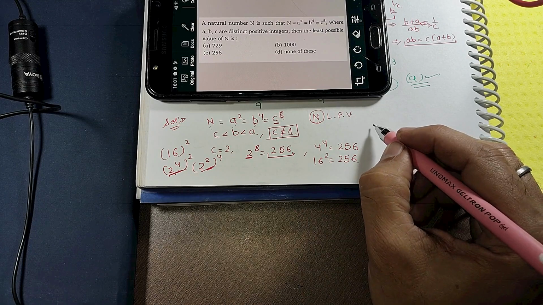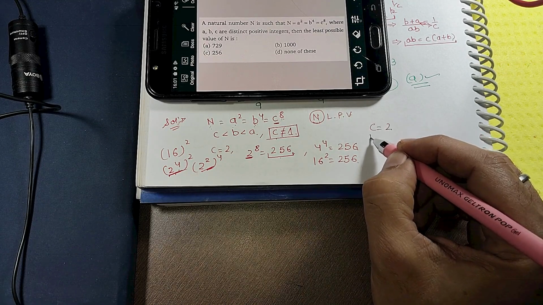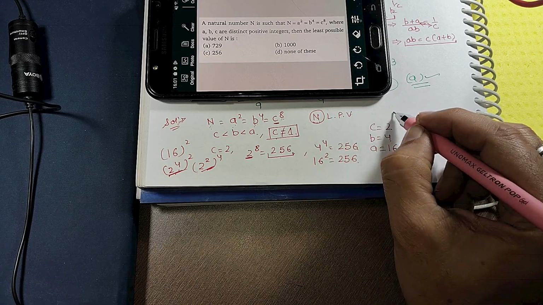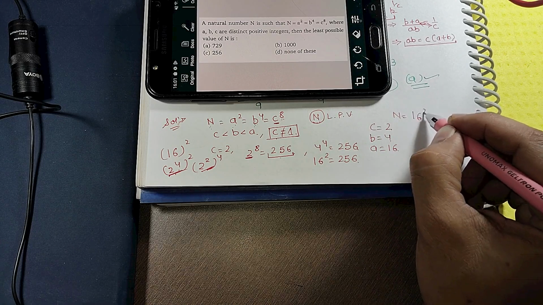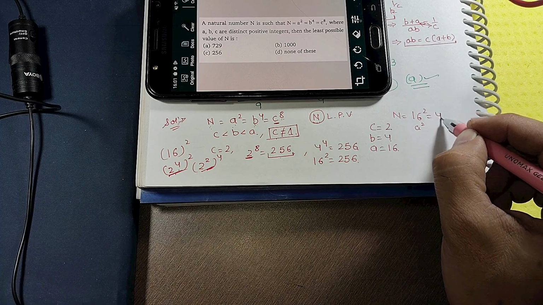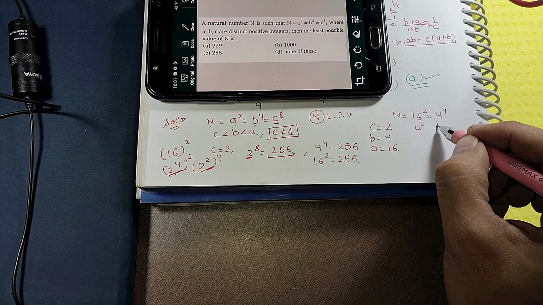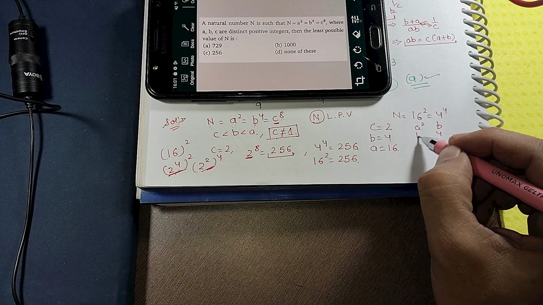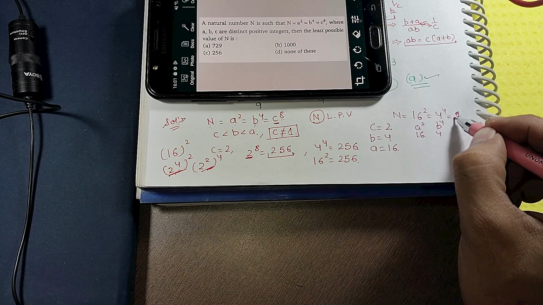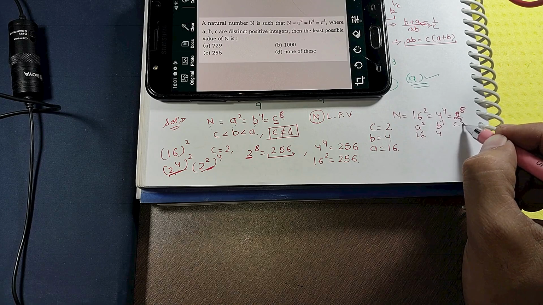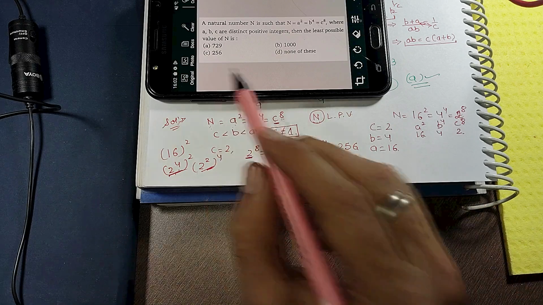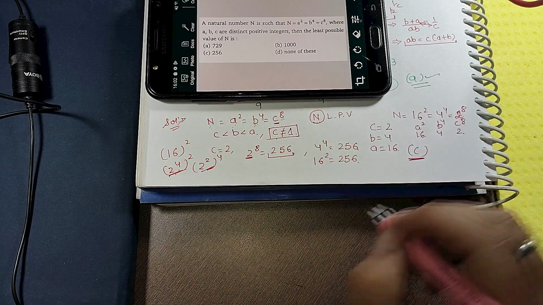Now the value of c will be 2, the value of b will be equal to 4, and the value of a is equal to 16, and n is equal to 16 square, which is a square, which is equal to b raised to power 4, so that is 4 raised to power 4. So the value of b is 4, a is 16. So this is b raised to power 4, and c raised to power 8 is basically 2 raised to power 8, and the value of c is 2. So the least possible value of n is option C, 256.